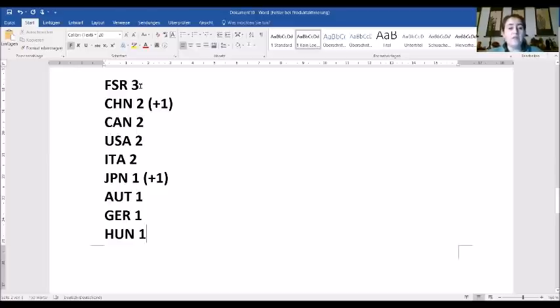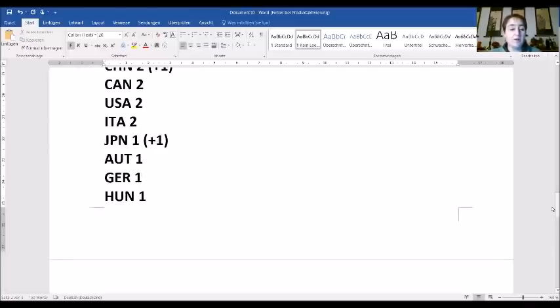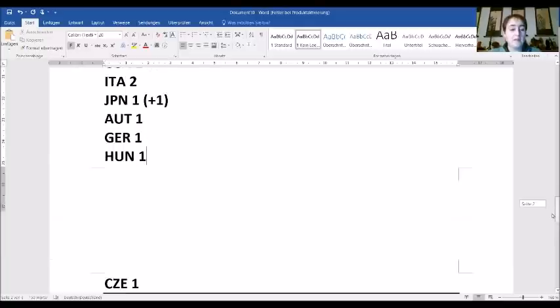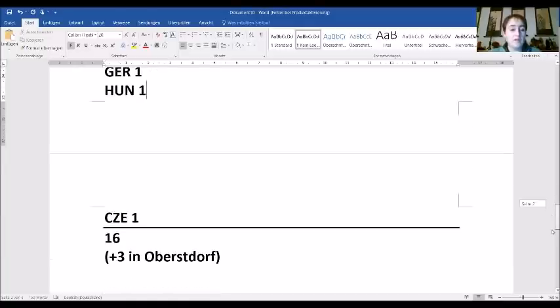So Russia gets 3. It's the only country that directly qualified 3 skaters. China had only 2 pairs competing, so if they want a 3rd spot that they could have, they need to go to Oberstdorf. Canada, USA has 2, Italy, Japan, direct qualification and the possibility to get an additional spot. Don't know if Japan even has an eligible 2nd pair. Austria, Germany, Hungary, Czech Republic.